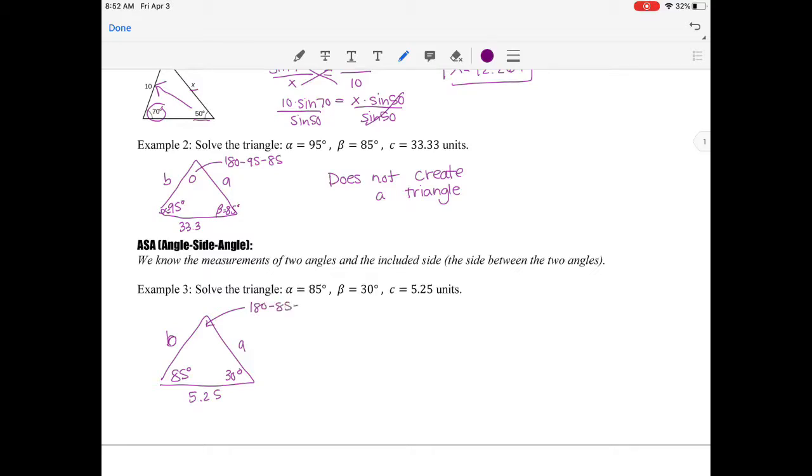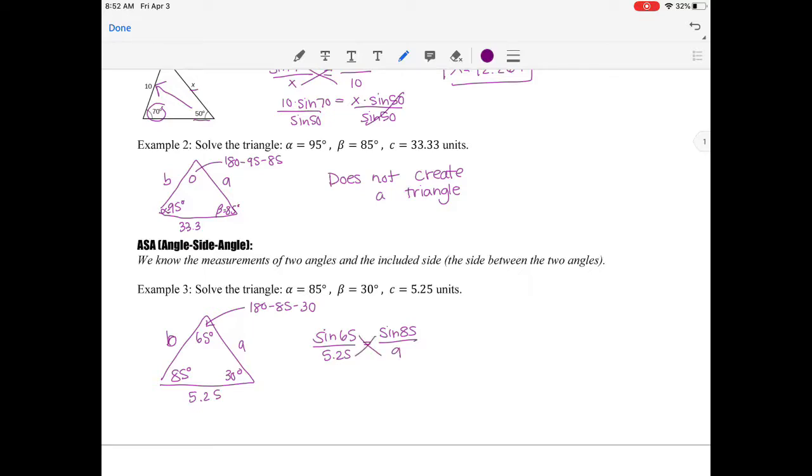So let's start with the angle on the top. To find that, we're going to do 180 minus 85 minus 30. That's because, remember, all the angles in a triangle add up to 180. So this is 65 degrees. Once you've got that, I can talk about the sine of 65 over 5.25 equals, and now choose either A or B to solve for to begin with.